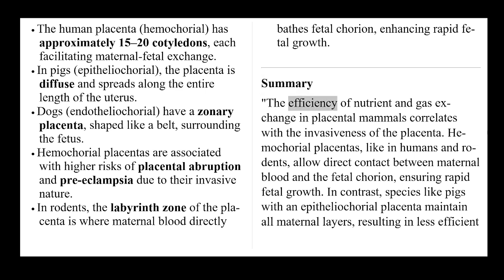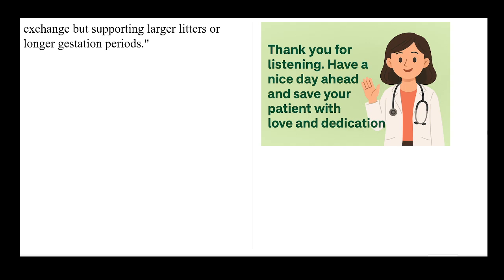Summary: the efficiency of nutrient and gas exchange in placental mammals correlates with the invasiveness of the placenta. Hemochorial placentas, like in humans and rodents, allow direct contact between maternal blood and the fetal chorion, ensuring rapid fetal growth. In contrast, species like pigs with an epitheliachorial placenta maintain all maternal layers, resulting in less efficient exchange but supporting larger litters or longer gestation periods.